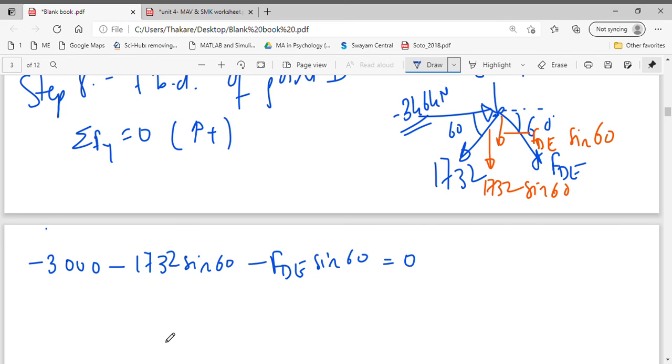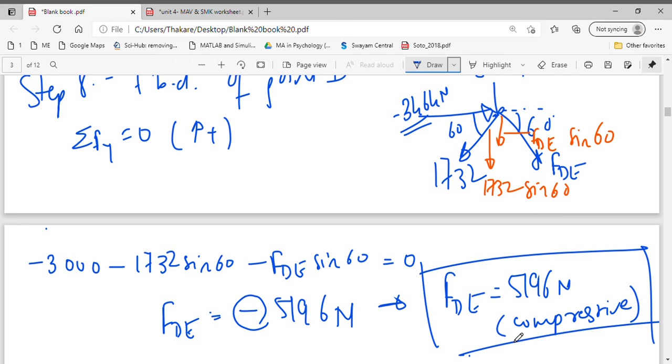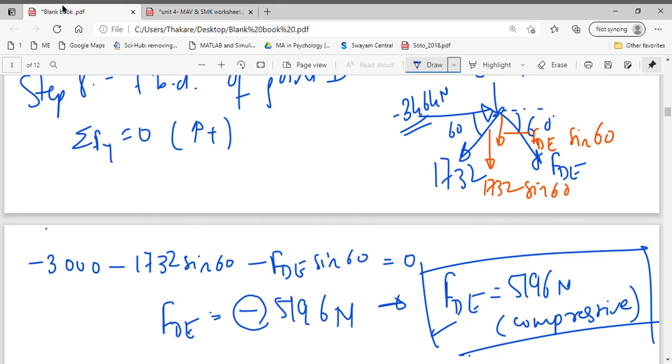Now to determine the value FDE, on solving this we get the value of FDE as minus 5196 newtons. Since the value is negative, that means the force acting on member DE is of magnitude 5196 newtons in compressive nature. So that is how we determine the value of member force DE as well. Okay, thank you.